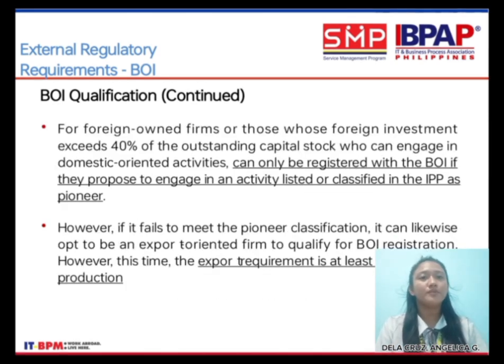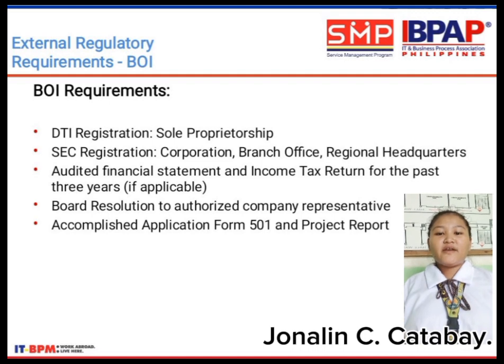For foreign-owned firms, or those whose foreign investment exceeds 40% of the outstanding capital stock, who can engage in domestic-oriented activities, they can only be registered with the BOI if they propose to engage in an activity listed or classified in the IPP as a pioneer. However, if it fails to meet the pioneer classification, it can likewise opt to be an export-oriented firm to qualify for BOI registration. However, this time the export requirement is at least 70% of actual production. These are the BOI requirements.